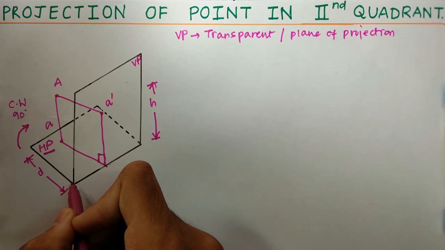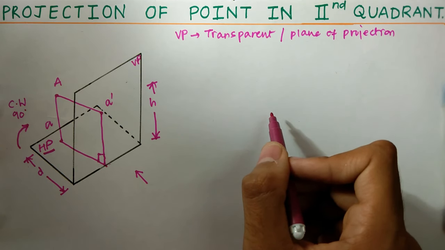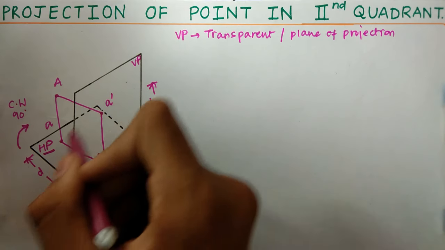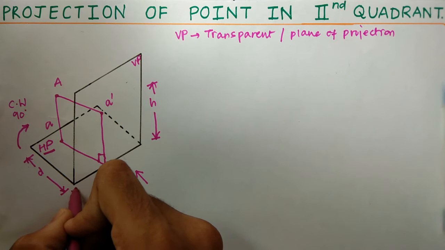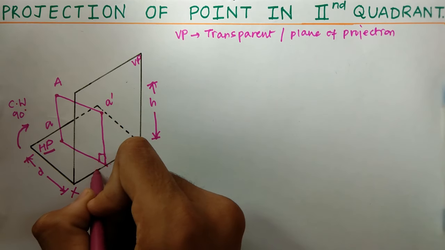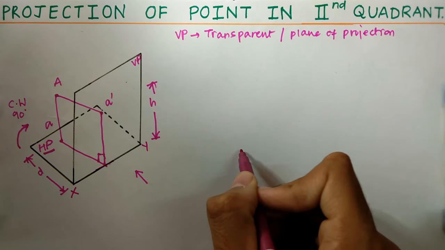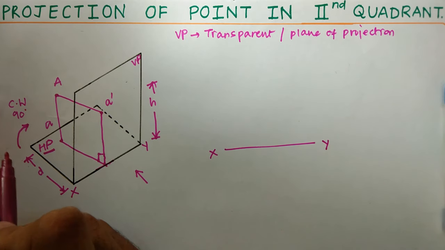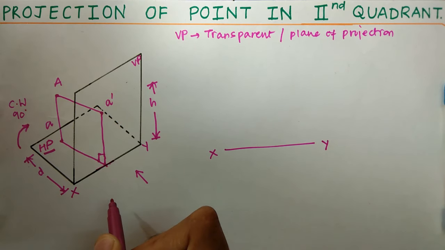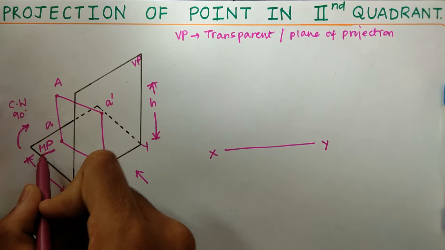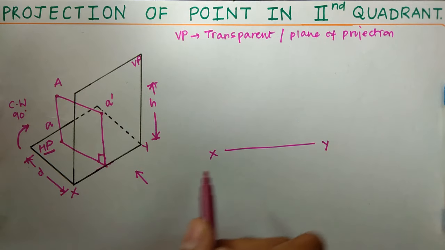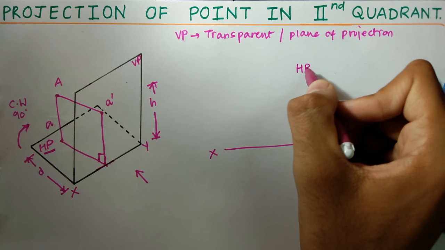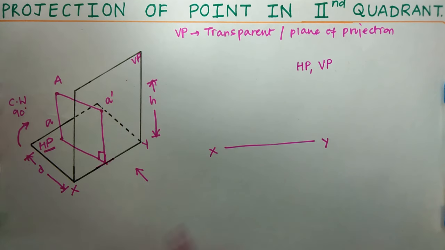Now, for converting this pictorial representation into orthographic view, we have to initiate by drawing the reference line. Reference line is a common line to both these planes, horizontal plane and the vertical plane. This is referred to as a reference line. So initially we have to draw a reference line xy like this. Now we have come to know from the pictorial representation that for a second quadrant, horizontal plane and the vertical plane lie in the same plane only. Means it rests above the reference line xy. So this space is referred to as the horizontal plane as well as the vertical plane.